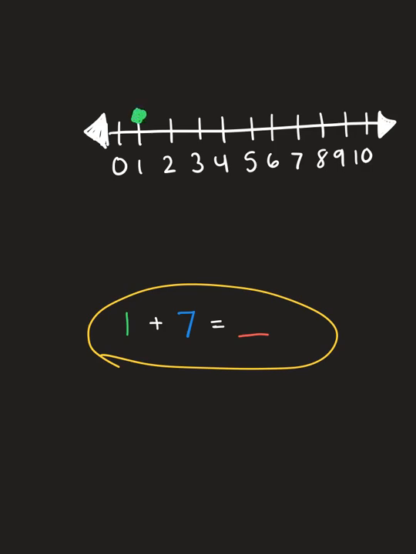Now I know I'm moving to the right, or my number's getting bigger because I see a plus sign. So I need to make 7 jumps bigger or to the right. Here we go. 1, 2, 3, 4, 5, 6, 7. And where I land, that's where I stop. So I can put another dot. And my answer is 8.